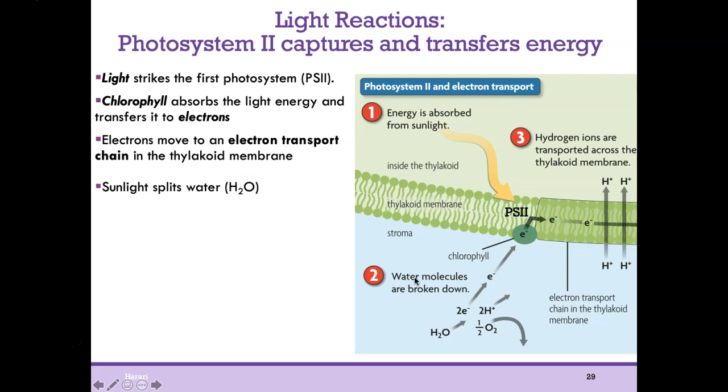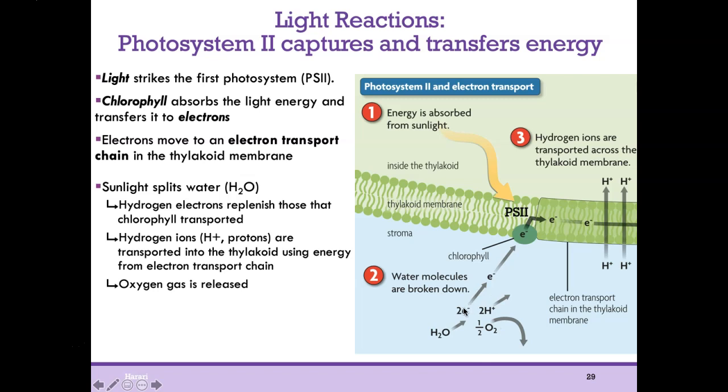And at the same time, water molecules, H2O, are being broken down by sunlight, right? And we have 3 parts of H2O now after it's being broken down by sunlight. The hydrogen electrons are used to replenish those lost by chlorophyll. So then we have the electrons going here. The hydrogen protons, H+, will be transported into the thylakoid using energy from the electron transport chain. That's very important, right? We're pumping H+'s inside the thylakoid membrane. And finally, oxygen is released as gas.